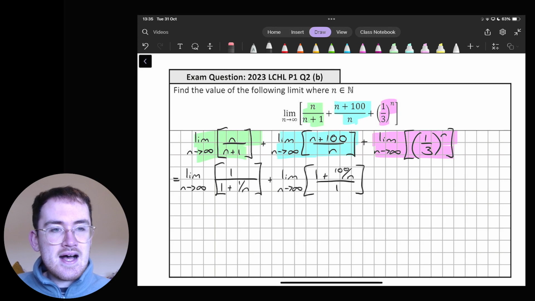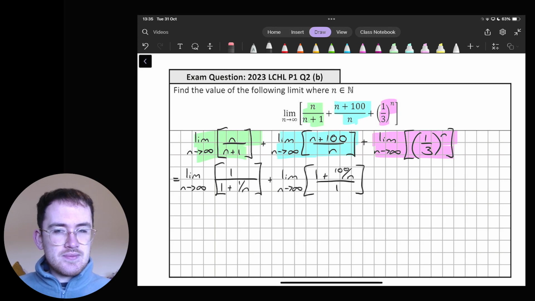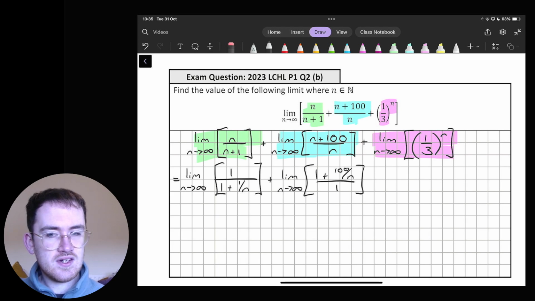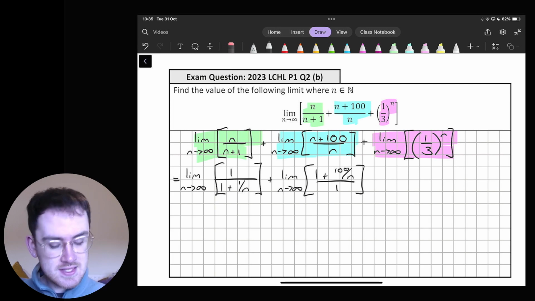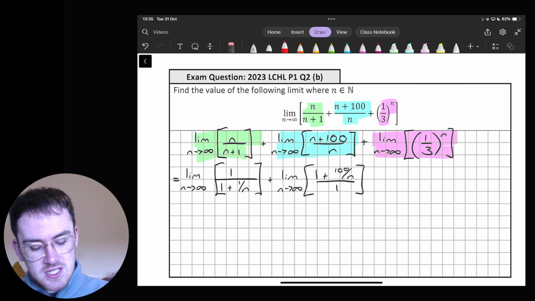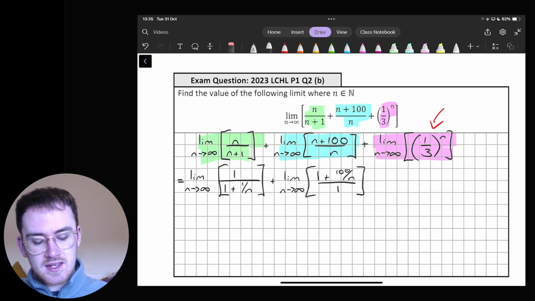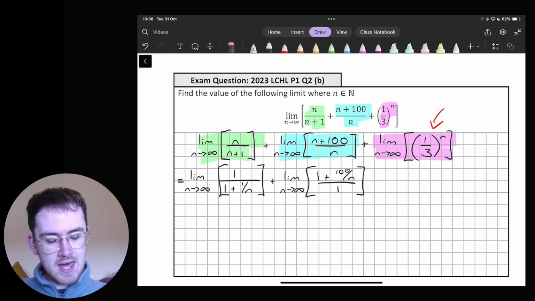For the last expression here, we have something a little bit different. So the limit as n goes to infinity of 1 over 3 to the power of n. So for this one, we're not going to be dividing by any particular powers or anything like that. But we have a particular result that we can make use of here. And what we need to do is think about what this means. What do these powers mean?